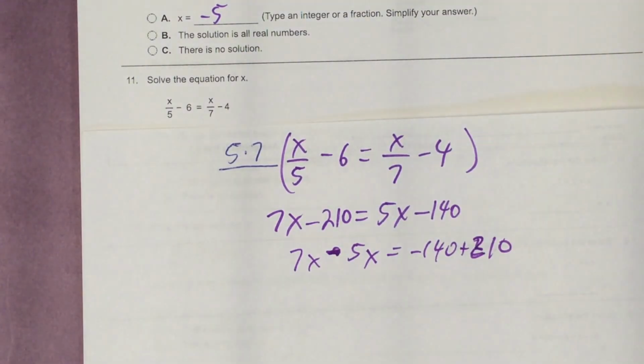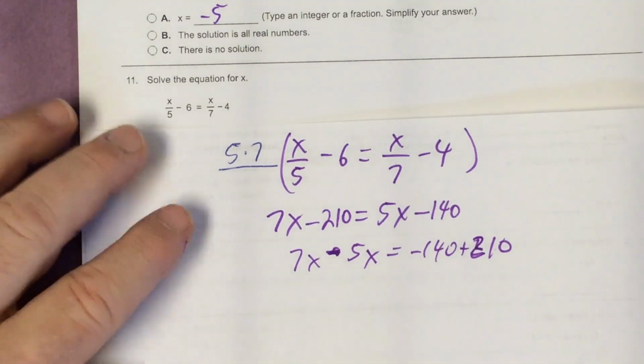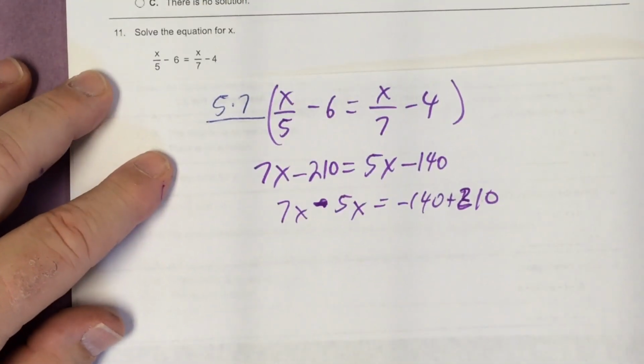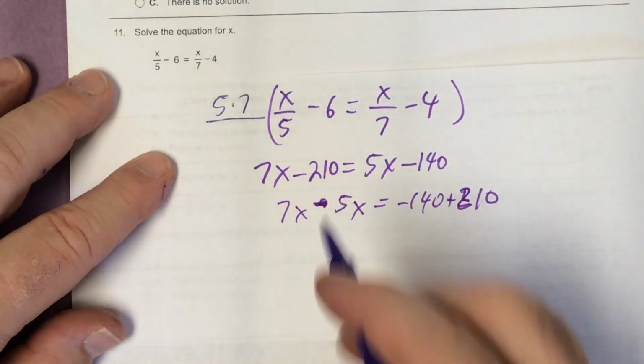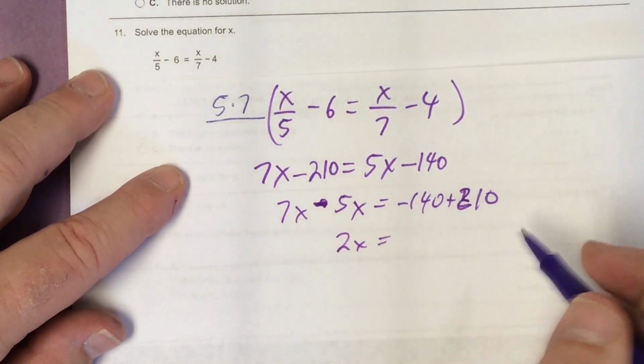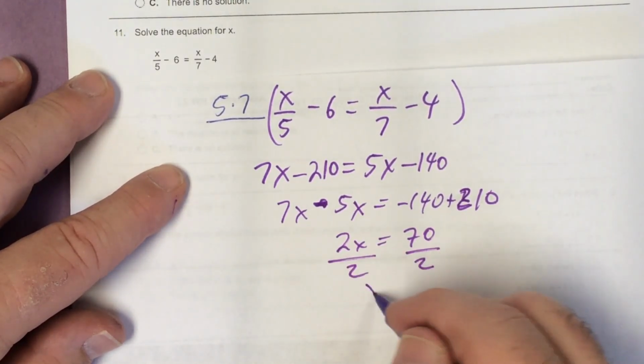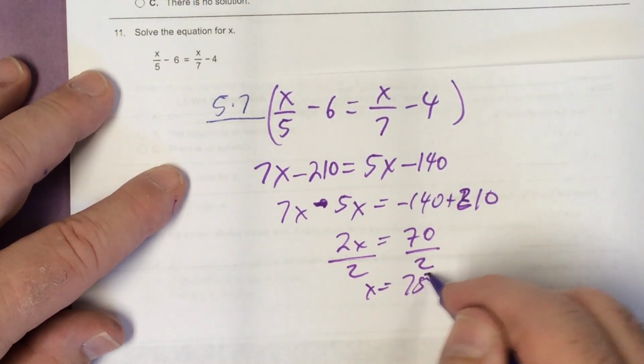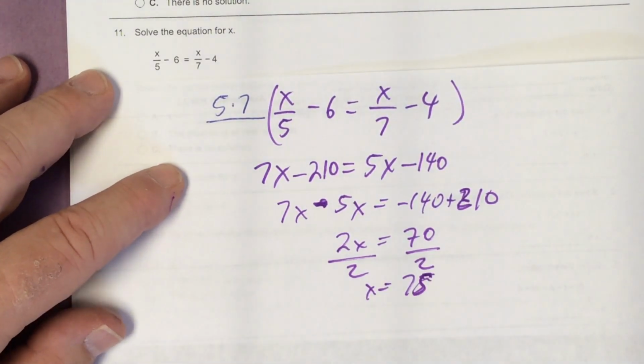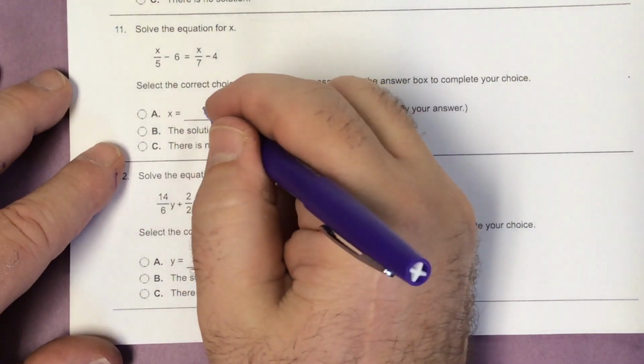Now, if you need a moment, because I'm going through these quickly, you always have the capability of pausing this to understand why I'm taking what step. So 7x minus 5x will be 2x. Negative 140 plus 210 is going to be 70. So if I divide both sides by 2, x will equal 35. And that's going to be the answer in this case for question 11.